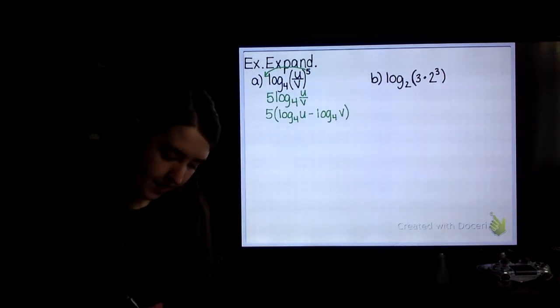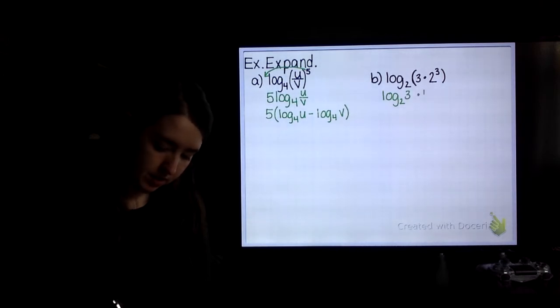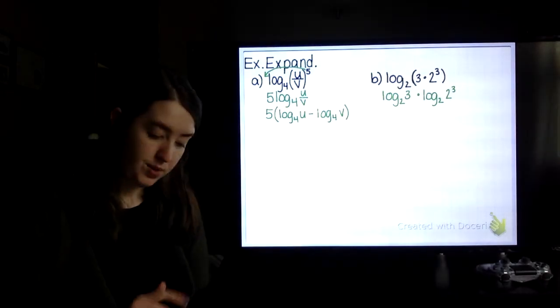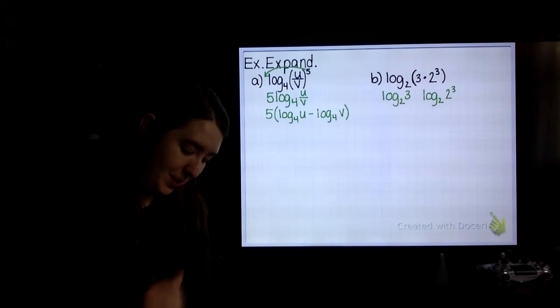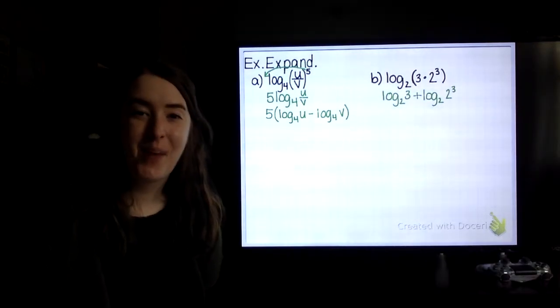So I have log base 2 of 3 times log base 2 of 2 thirds. I'm sorry, I just said times. No, since I'm multiplying, I have to add my exponents. That should be a plus right there. I'm sorry, guys, my mistake.